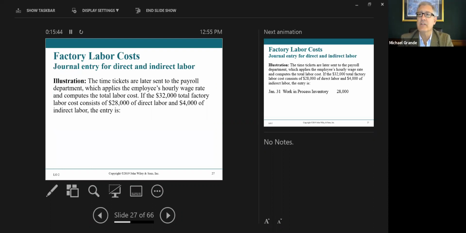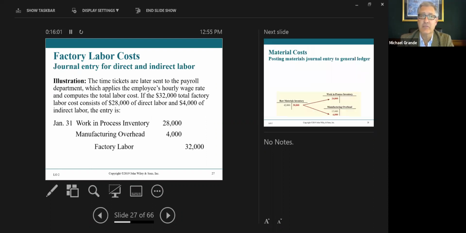The time tickets are later sent to the payroll department, which applies the employee's hourly wage rate and computes the total labor cost. If the $32,000 in total factory labor consists of 28 in direct labor and 4 in indirect labor, here's the entry. Remember, by definition, direct labor goes into work in process, and indirect labor goes to manufacturing overhead. And here's what we've done, right? We've cleaned out that factory labor account, didn't we? In a previous entry, we debited it. Here, we credit it, and it zeroes out.